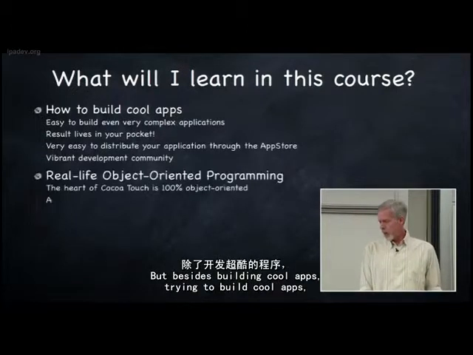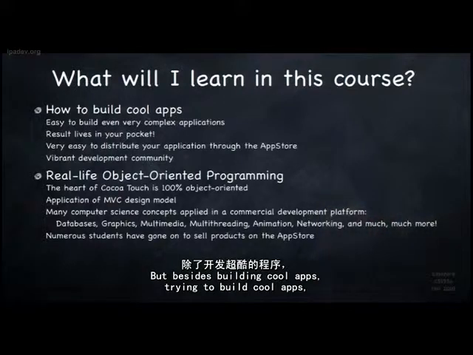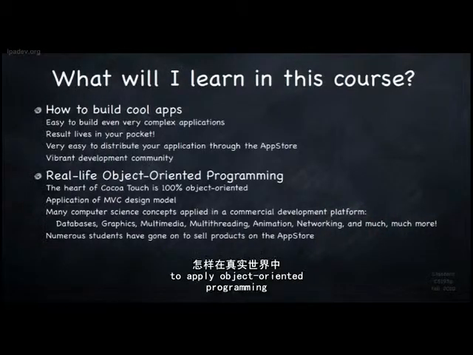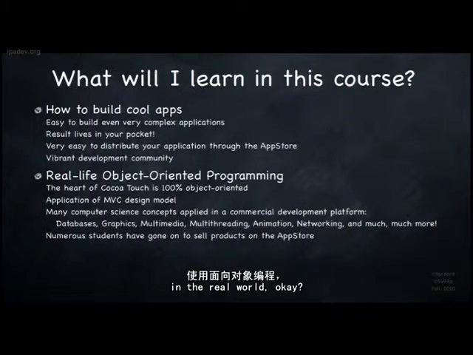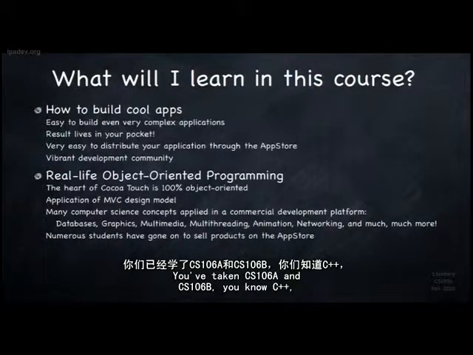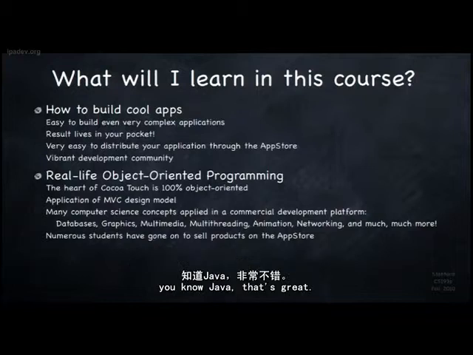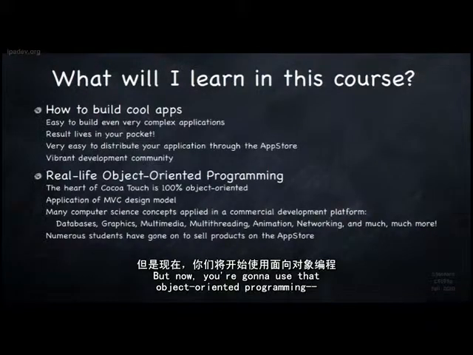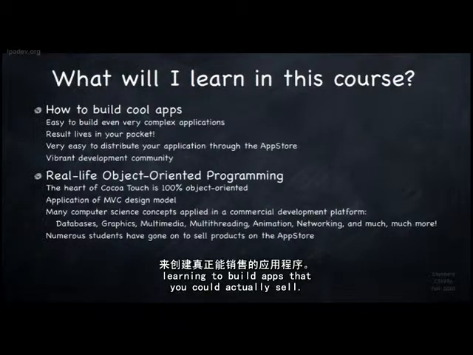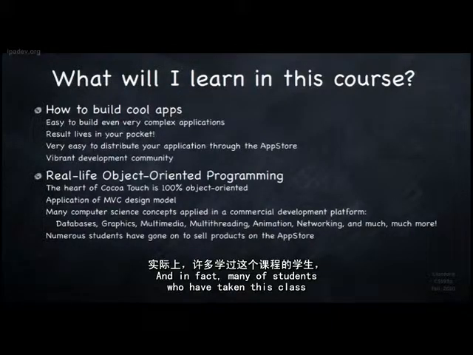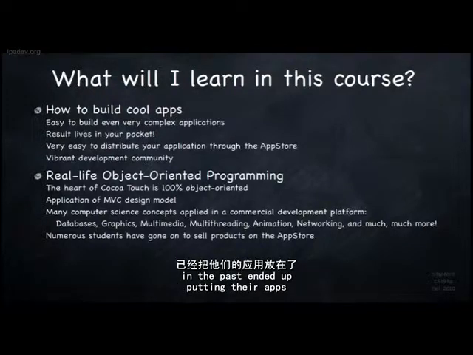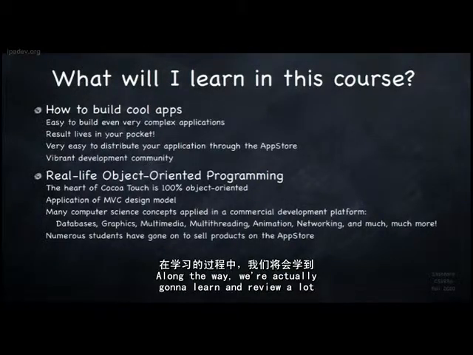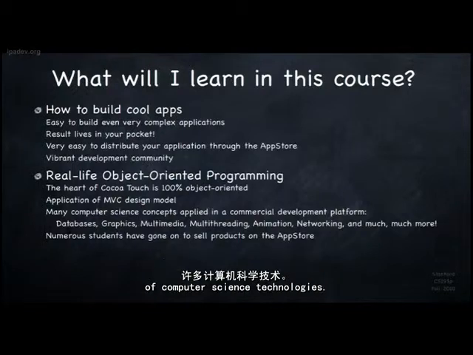But besides learning to build cool apps, you're also going to learn how to apply object-oriented programming in the real world. You've taken CS106A, CS106B, you know C++, you know Java, that's great, but now you're going to use that object-oriented programming learning to build apps that you could actually sell. And in fact, many of the students who have taken this class in the past ended up putting their apps on the App Store. A very large number, dozens of them. So that's quite likely.